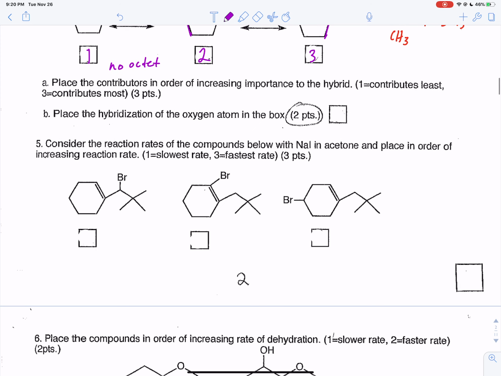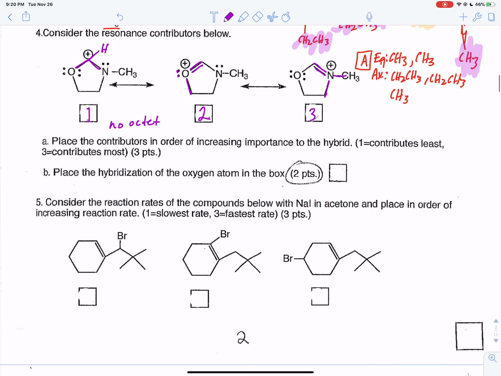Okay, and then place the hybridization of the oxygen atom in the box, okay? So when you have resonance, you're not going to change the hybridization of an atom, right? It's always going to be in the lowest possible hybridization. That is the most stable hybridization that it can be. The more s character, the more stable, the better, right? So we're going to compare between all of these.